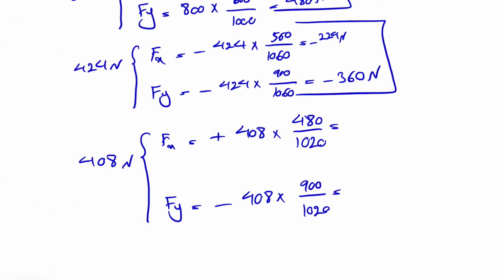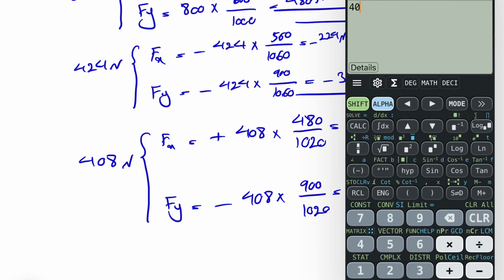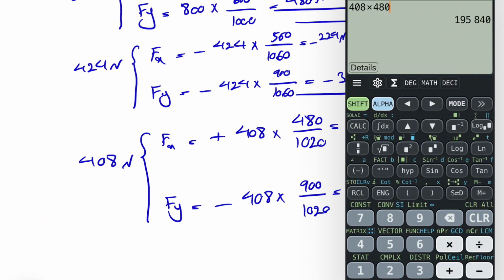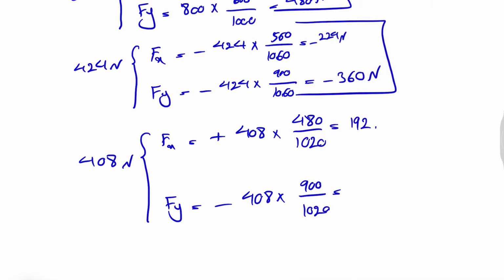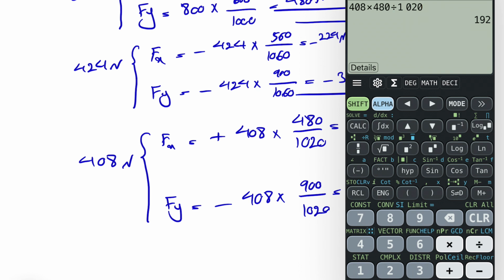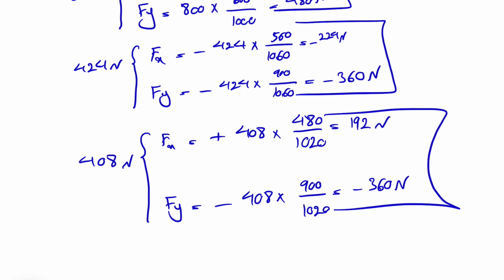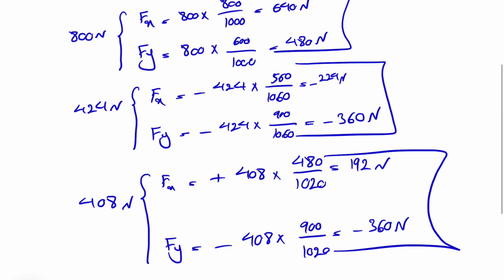So let's calculate these two. 408 times 480 divided by 1020. So 192. And 408 times 900 divided by 1020. That's going to be minus 360 Newton. And that's going to be the final answer for this question.